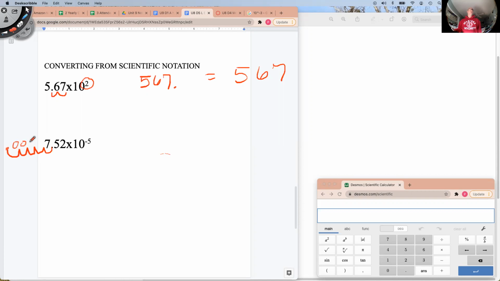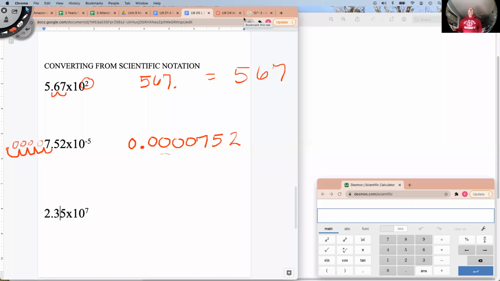We have to fill all these in with zeros. So our new number would be point. And if you want to put a 0 in front, that's fine. But we're going to be worrying about the decimal place. I have 4 zeros after the decimal. 1, 2, 3, 4. And then the number 752. And ladies and gentlemen, that would be how we would work out this decimal right here.